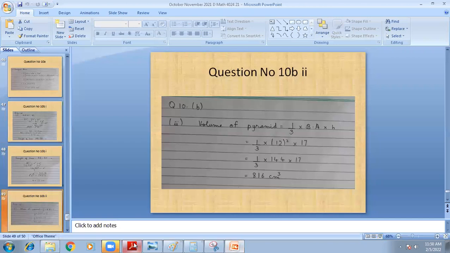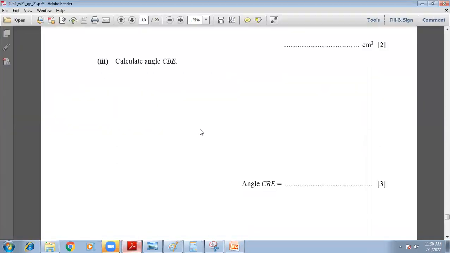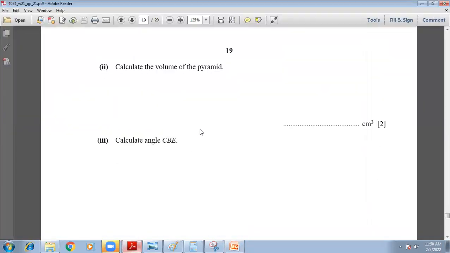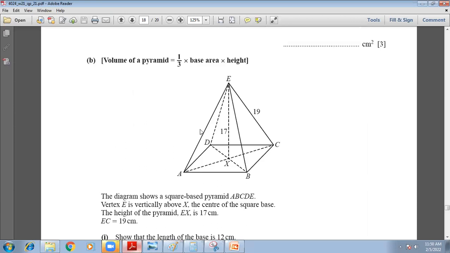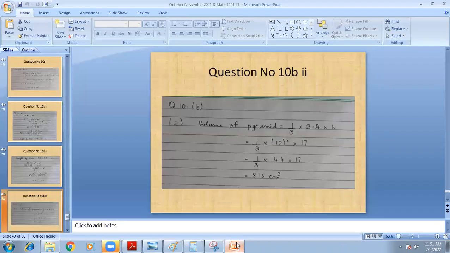Okay, so the next question. Then he says calculate the angle CBE. Let me show you what is CBE. C, B, and E. He wants you to find out this angle. This side is 19, this side is 19, and this is 12. So I want to find out this angle. You can apply the law of cosine and you can find this angle. Very easy peasy question.